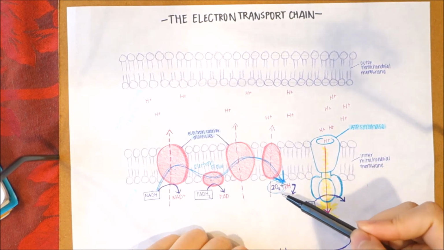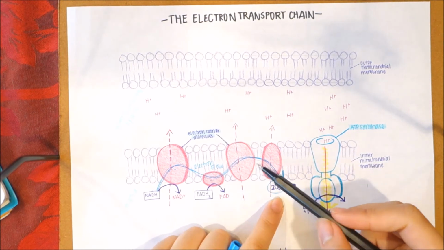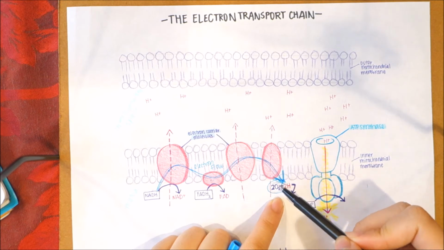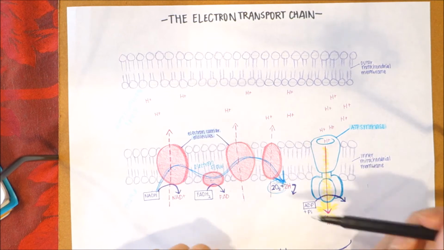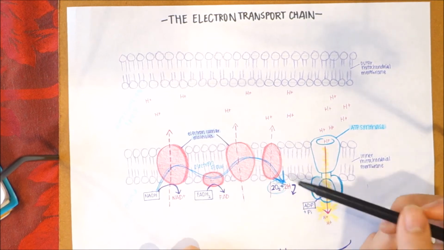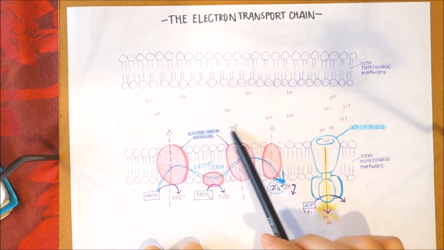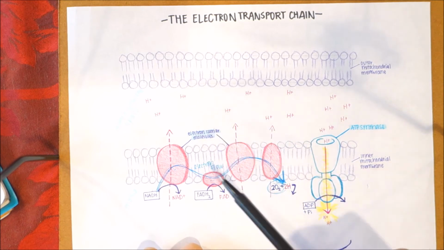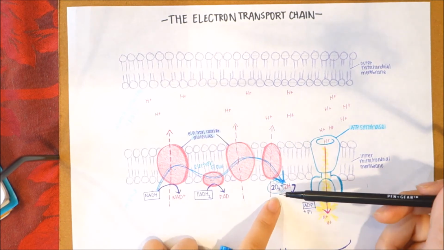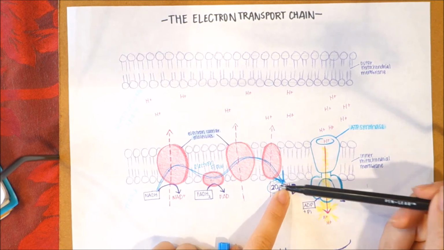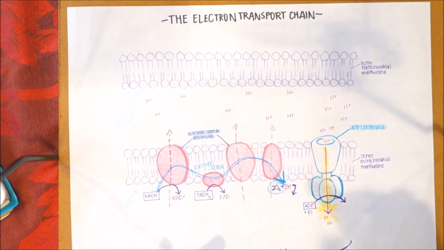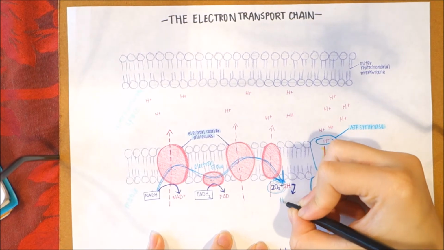Here oxygen takes in those electrons and combines with the H protons, because there are still H protons floating here in the matrix. There's just a higher concentration in the intermembrane space than in the matrix. So anyway, the oxygen combines with the hydrogen and those electrons and produces water.